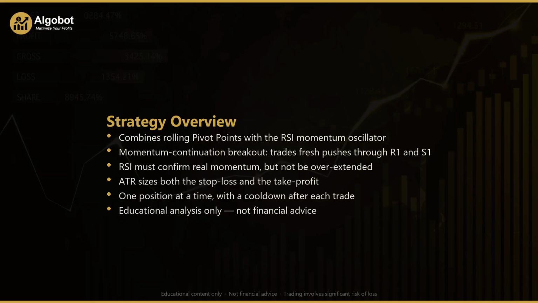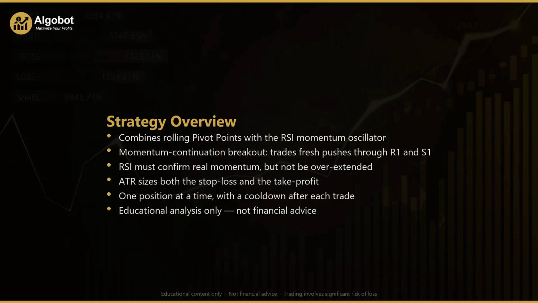The engine has two main components working together. The first is a rolling pivot. Instead of using yesterday's classic daily pivot, this strategy looks back over a window of recently completed bars, by default 24 of them, and from that window, it computes a central pivot point along with a resistance level called R1 and a support level called S1. Because the window rolls forward bar by bar, these levels constantly update to reflect the most recent price action.